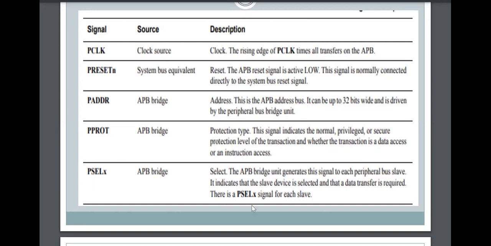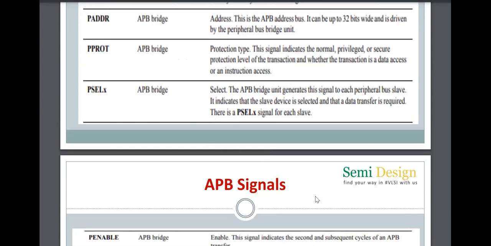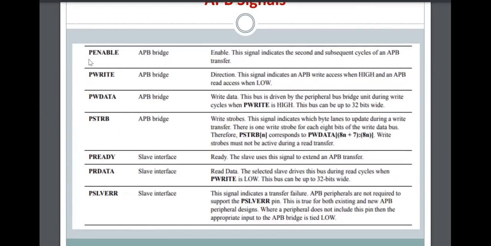Next, select. Select is nothing but, as I told you, the slave device select; for each slave we can select. And P enable: the enable signal you already know. Write: either read or write. And write data. And strobe. What does strobe mean here? Here we will have the write strobes.